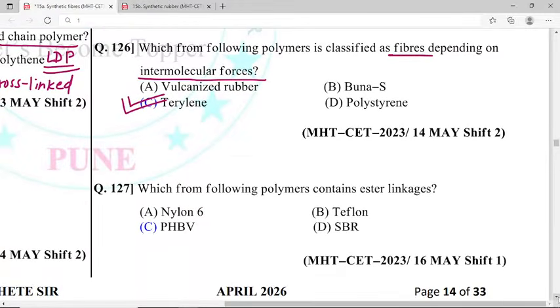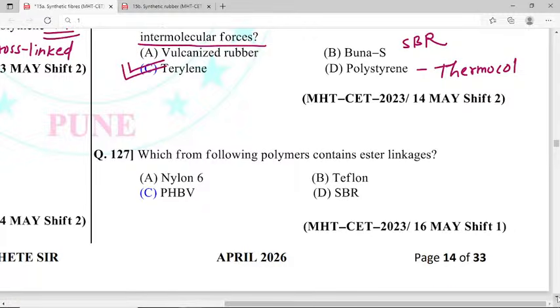Vulcanized rubber is a rubber, Buna-S is a rubber, polystyrene is thermocol. Buna-S is SBR, styrene butadiene rubber. Vulcanized rubber is again a rubber. It is a category of rubber. Rubber is an elastomer.